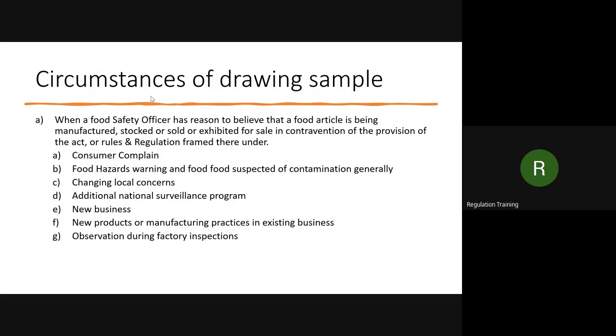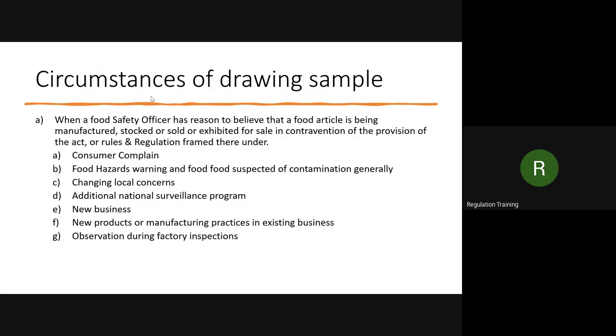New product or manufacturing practices in existing business. What is the meaning of new products? You all know that a license is given for the product only. It is a product-specific license. When you are applying for a license, you have to add the product name. Suppose you have added a new product in the existing license, then that sample may get collected. And observation during factory inspection: whenever the food inspector comes to your premises, they can collect the sample.